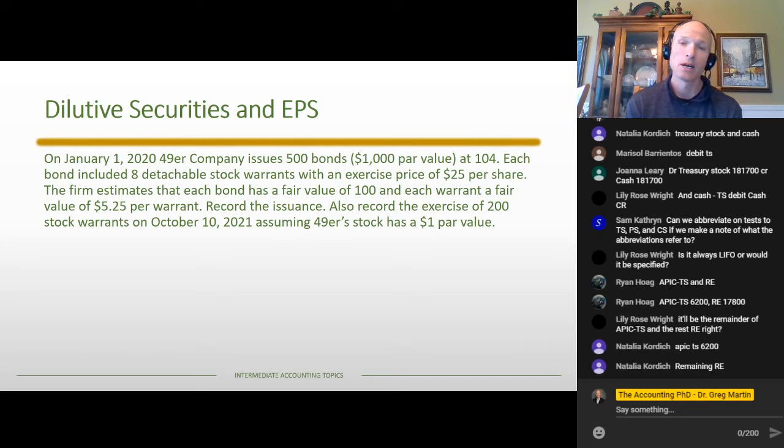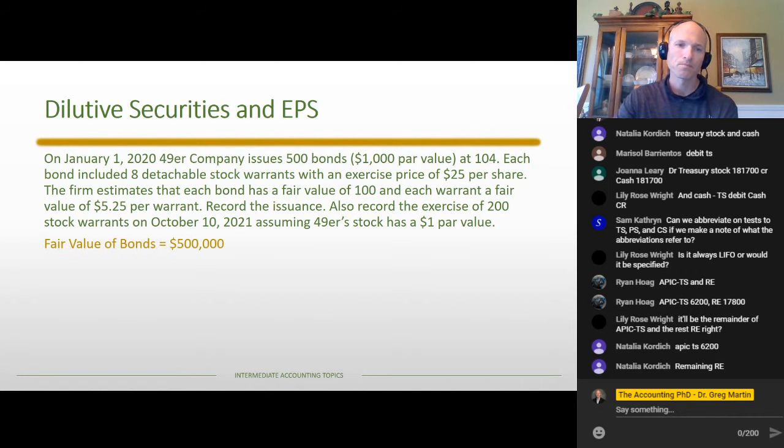Okay, so this is that bonds with detachable warrants kind of a problem, and if you recall, there were two methods for doing this. One was the proportional method, and the other was the incremental method. The proportional method is if I can reliably estimate the fair value of both the bonds and the warrants. The incremental method would be if I can only estimate the fair value of one. In this case, I do have the ability to estimate the fair value of both, and since I can, I do need to use the proportional method.